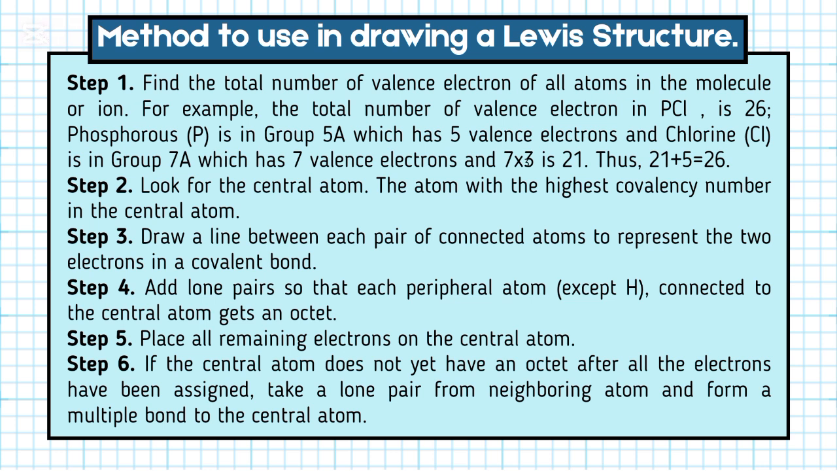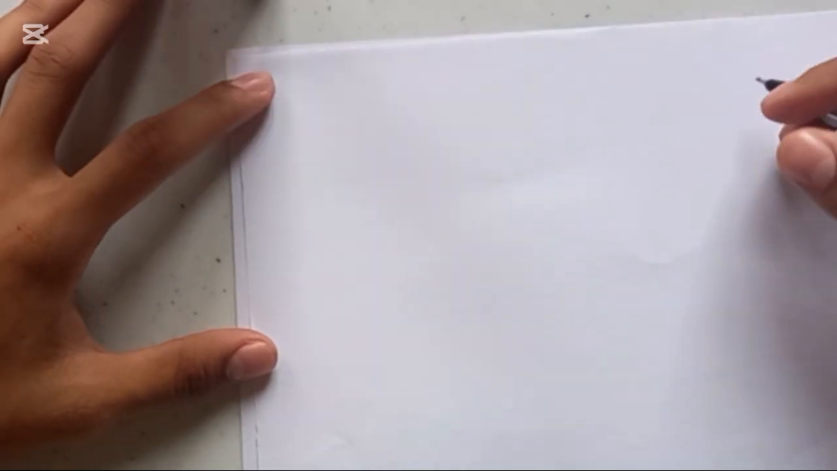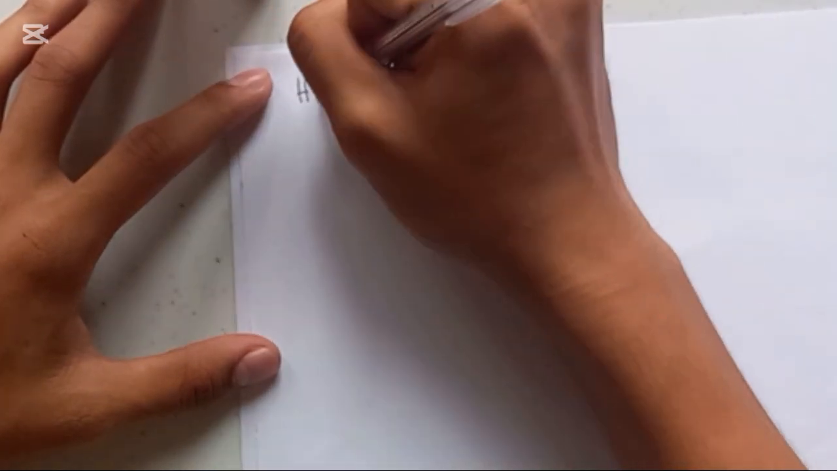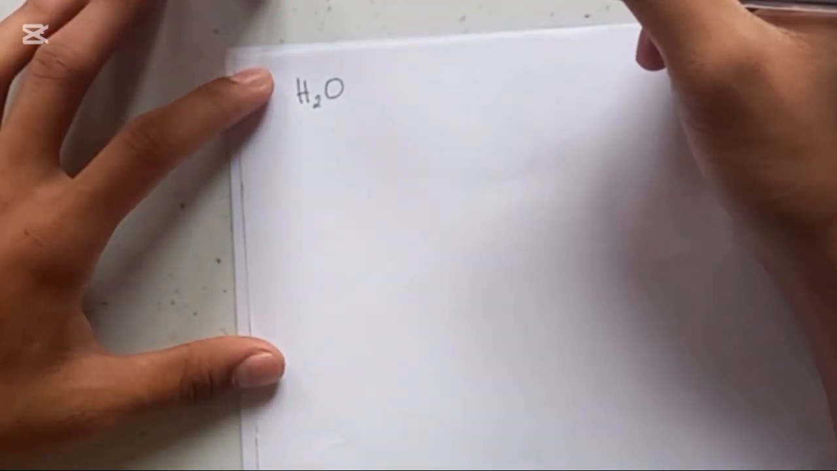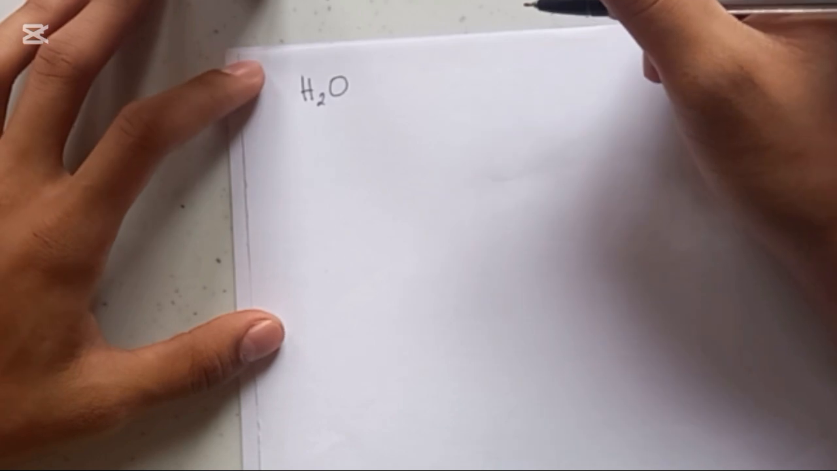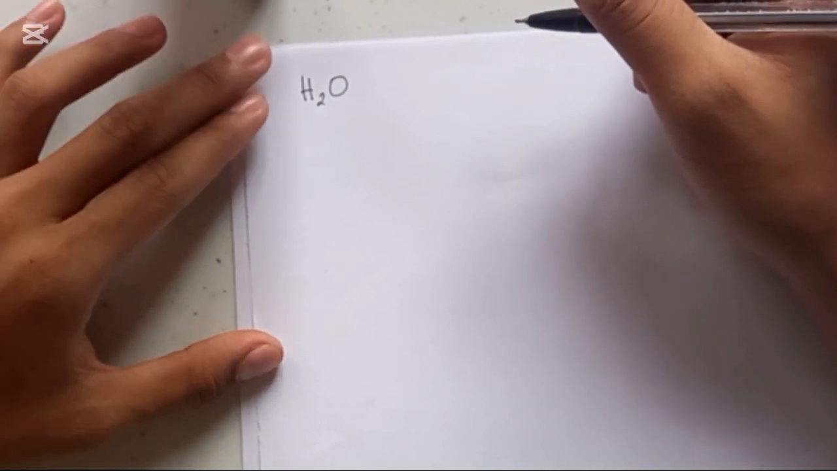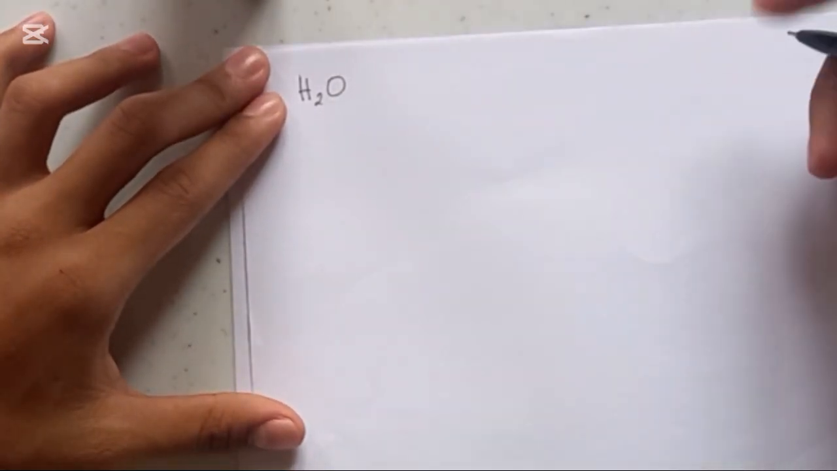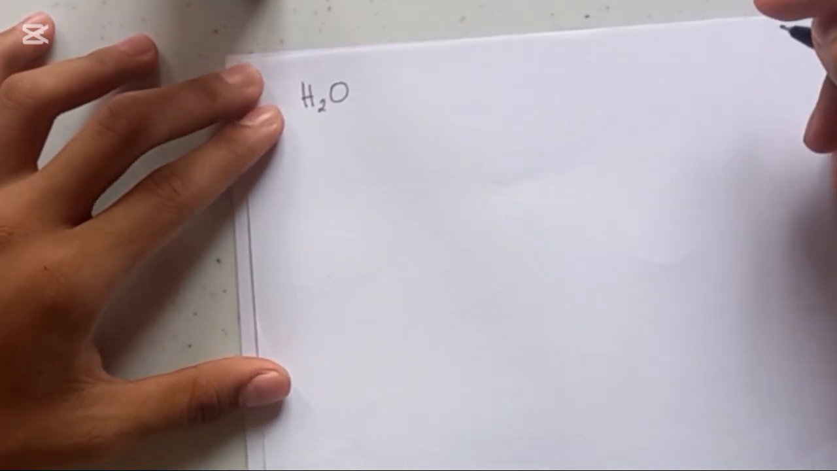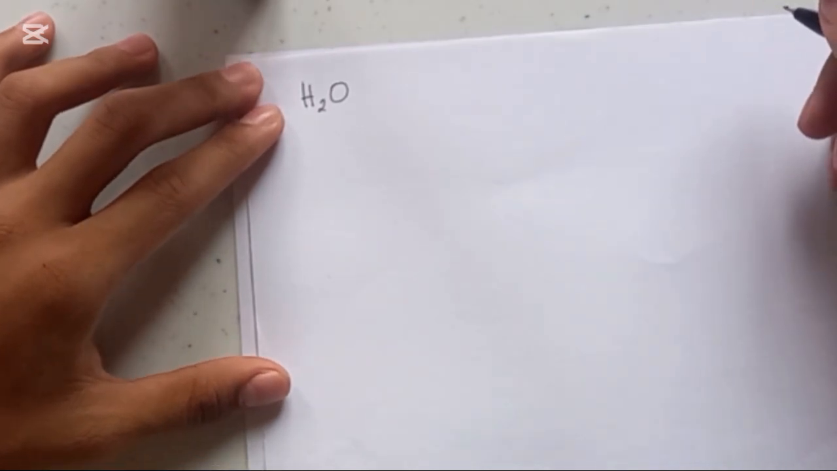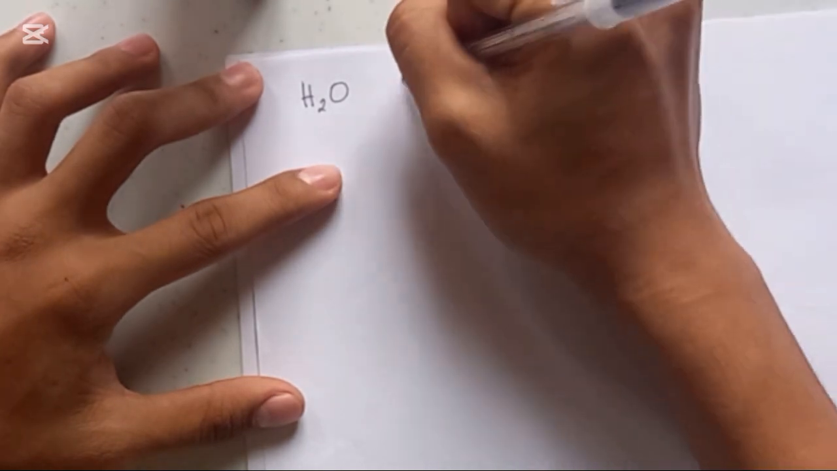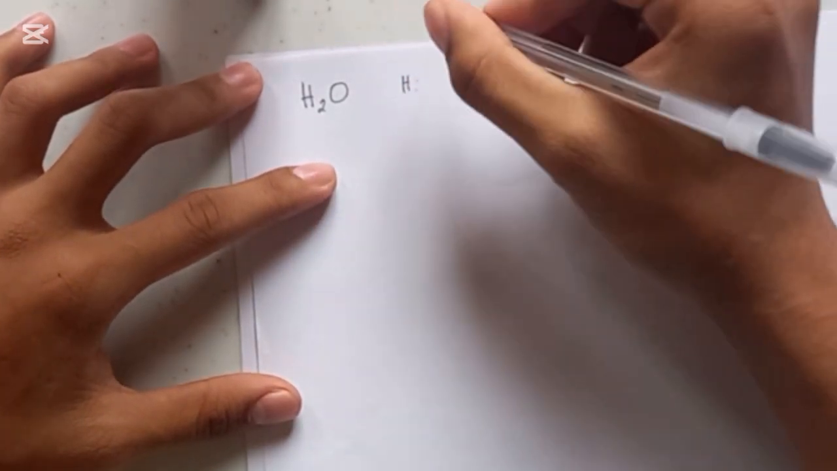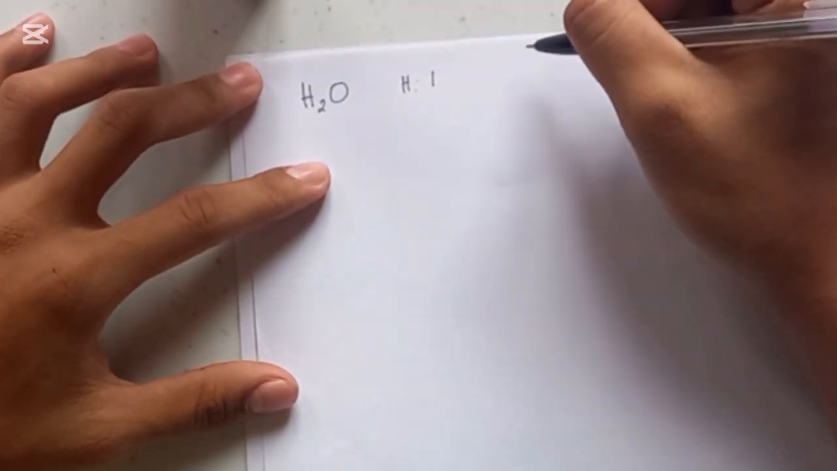Now, let's proceed to drawing the Lewis structure. These are the general methods that we can use in drawing the Lewis structure. Now, let me give you an example. H2O, otherwise known as water, perhaps the most well-known molecular compound out there. Now, the first step in drawing the Lewis structure is to find the total number of valence electrons of all atoms in the molecule. Now, H, or hydrogen, belongs to group 1, meaning that it has 1 valence electron.